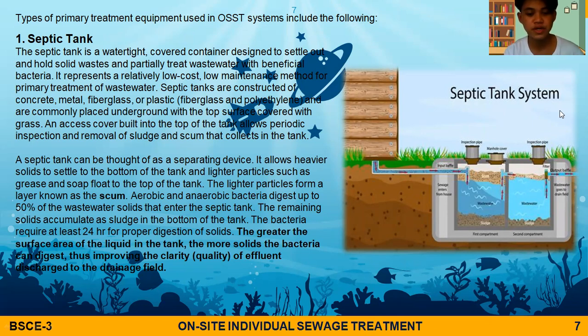Aerobic and anaerobic bacteria digest up to 50% of the wastewater solids that enter the septic tank. The remaining solids accumulate as sludge in the bottom of the tank. The bacteria require at least 24 hours for proper digestion of solids. The greater the surface area of the liquid in the tank, the more solids that bacteria can digest, thus improving the clarity or quality of effluent discharged to the drainage field.